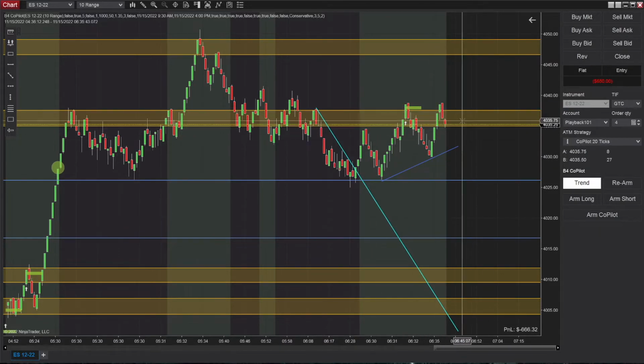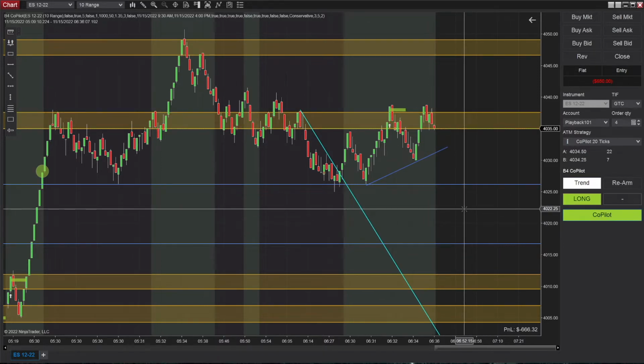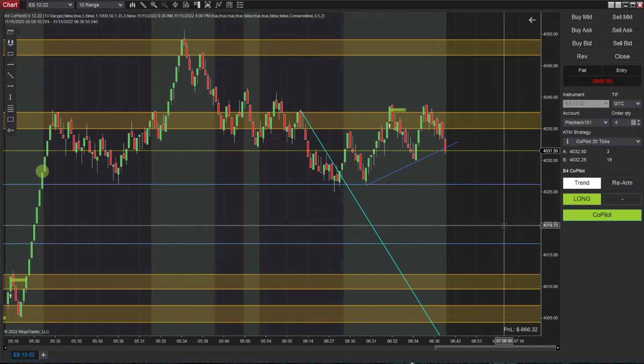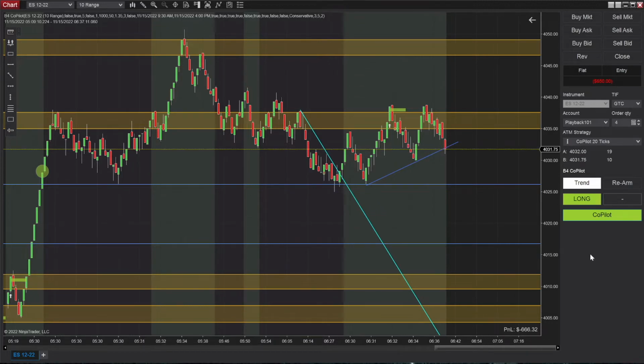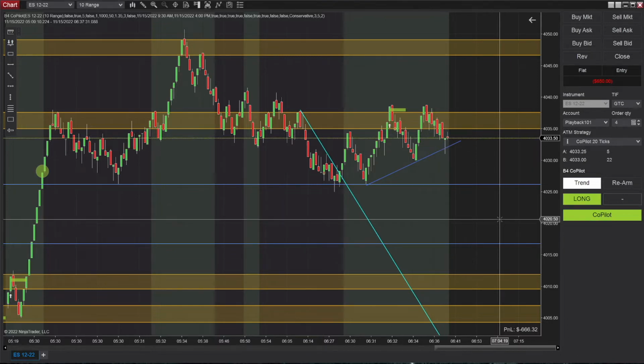And that takes us out, and we're negative $666.32. We're going to go ahead and rearm CoPilot. Losses are part of trading, and just like with any strategy or any trading, losses will occur. So let's keep that in mind as we go forward. Let's get back to the trade here. We are armed long in the trend mode. Let's see what CoPilot does.